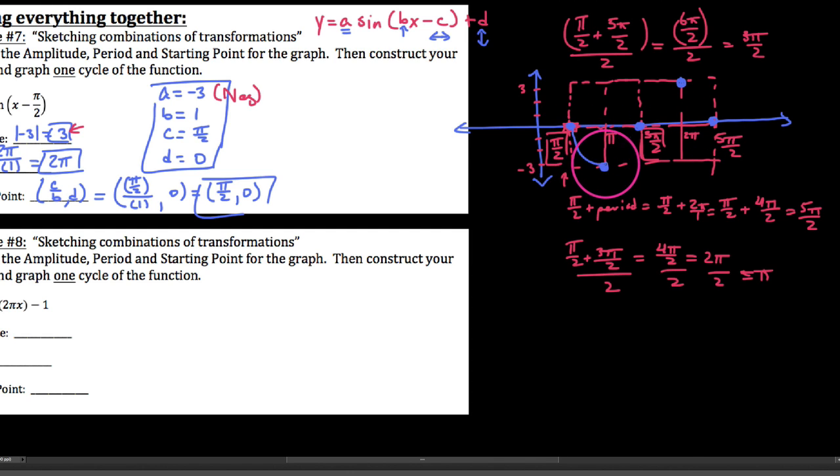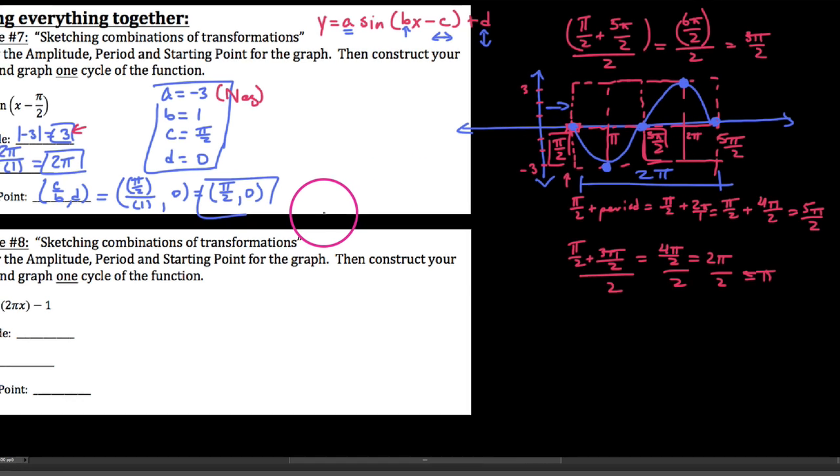So in terms of how this was affected by its equation values here, we would say that our a value of -3 caused the reflection and the amplitude to increase to 3. And it looks like that even though we had a period of 2 pi, our graph was shifted right pi halves units.